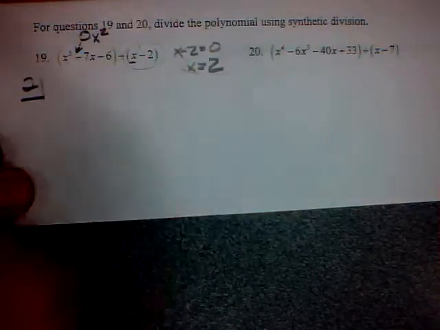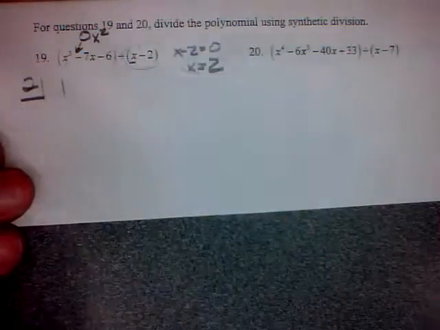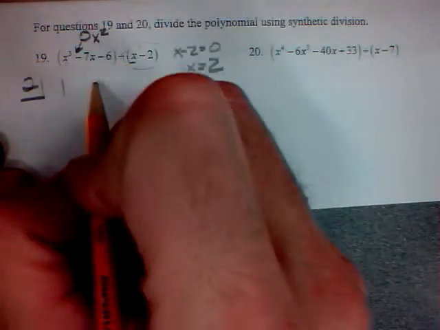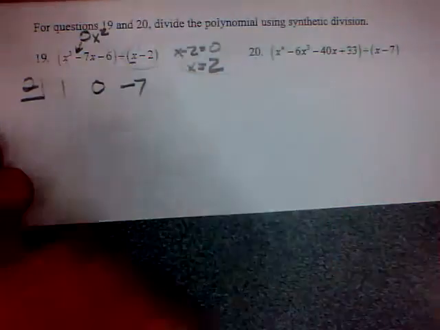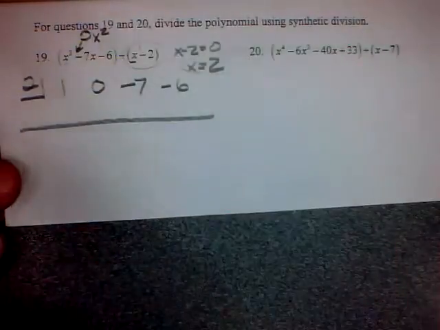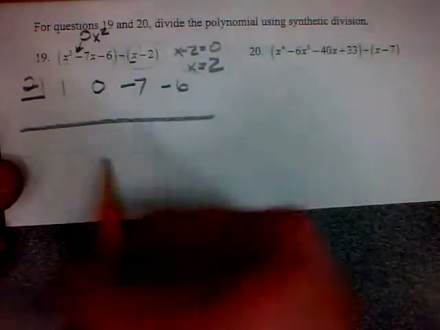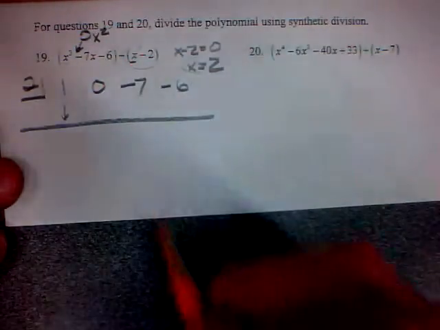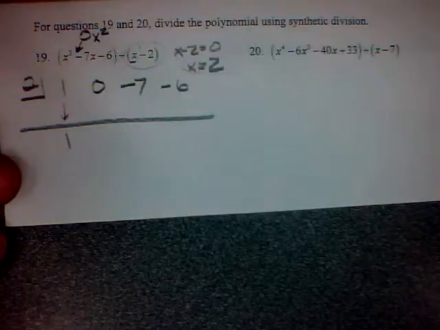Okay. So now let's list out all the coefficients. So for the x cubed, that's a 1. For the x squared, that's a 0. For the x, that's negative 7. And for the constant, that's negative 6. Okay. Now, to complete the synthetic division, after we have it all set up, you take the very first number, and that just comes straight down. That's going to be a 1.